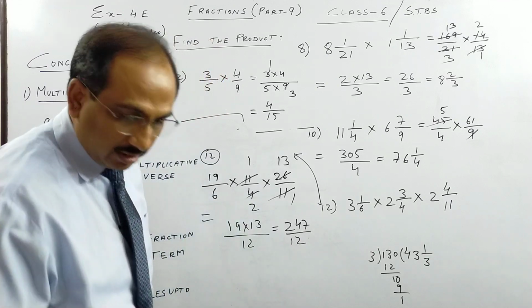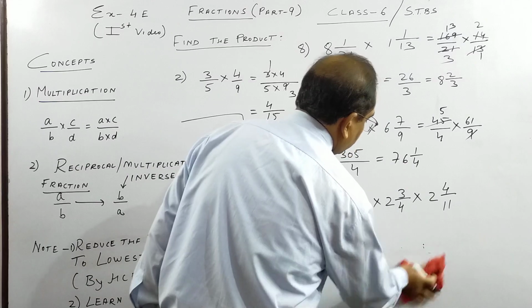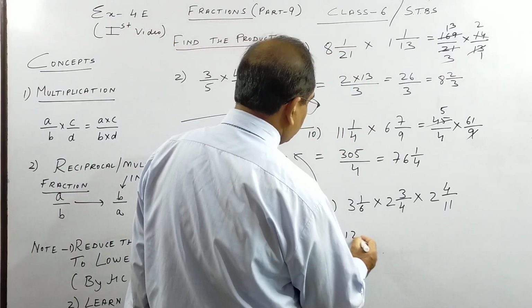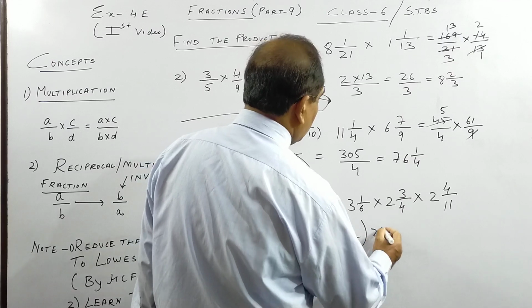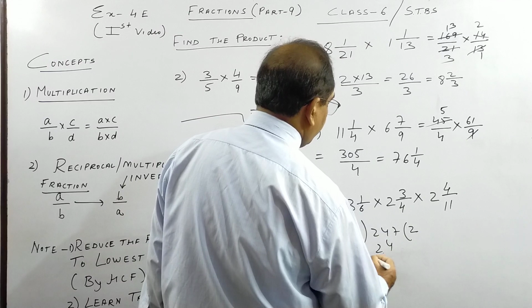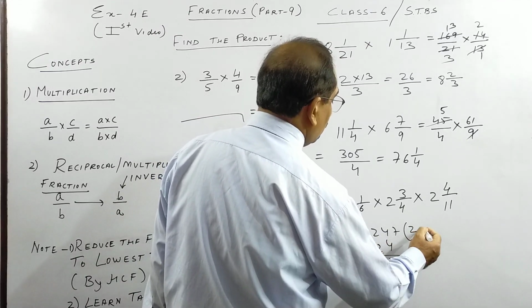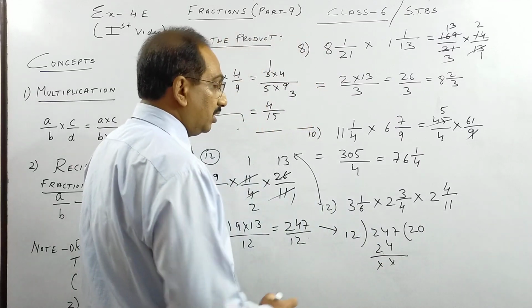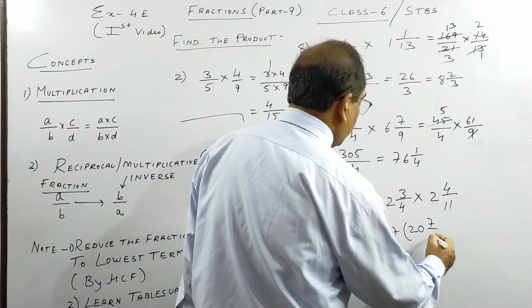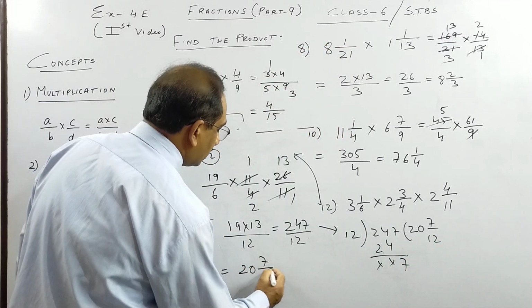So convert this into your mixed fractions. So 12, 247, 12 2s are 24. Okay, so you will get 1 0. Remember, division sometimes is difficult. 7 remains, then 7 by 12. So this is 27 by 12.